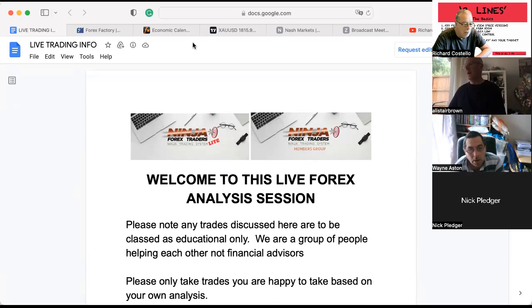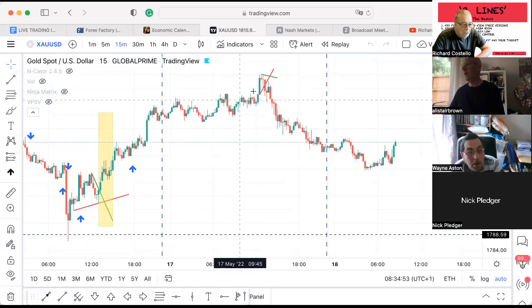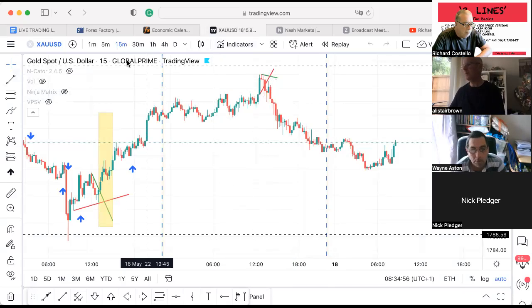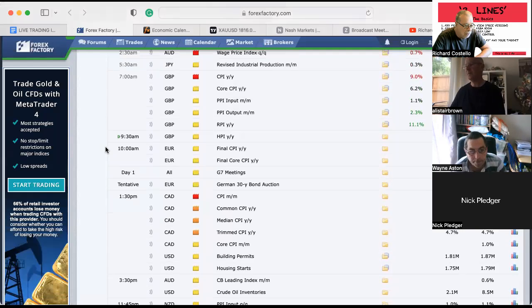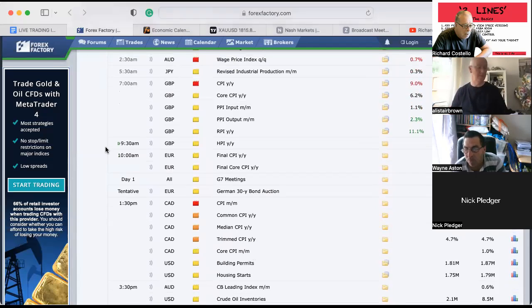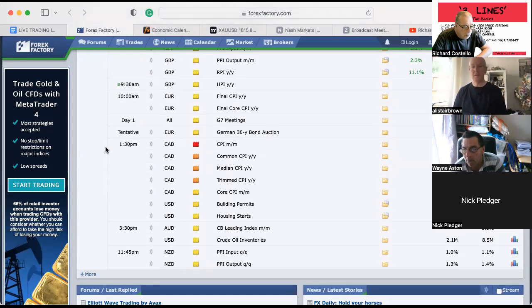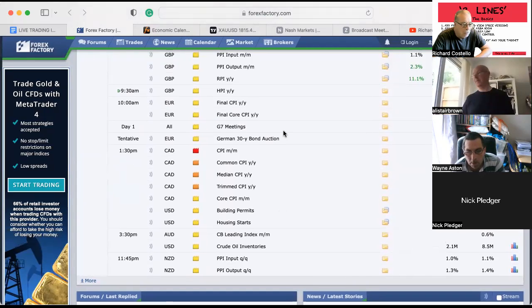If I now go back to my chart, the first thing I do every morning is look at Forex Factory and see if there are any major news events. It's predominantly yellow, low impact news. There's a red flag item in Canada at 1:30, and a couple of low level impact USD items. Nothing in particular to worry about apart from this red flag in Canada.